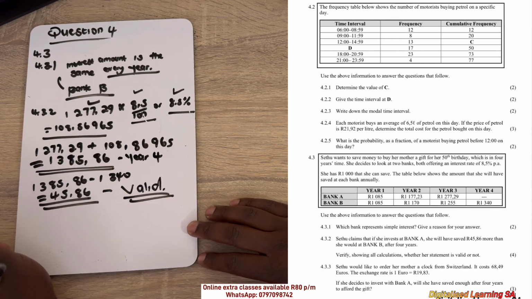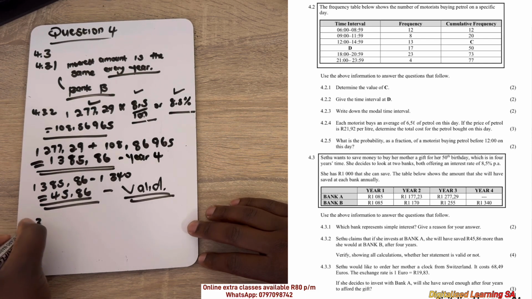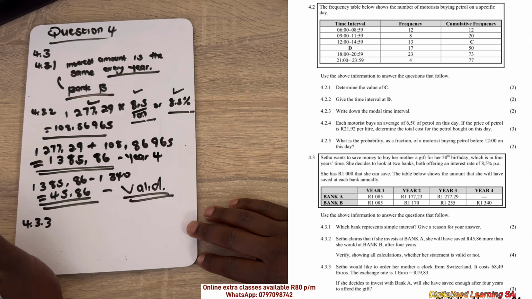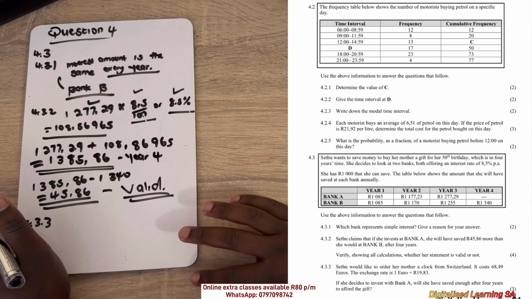Okay, so now let's move to our final question, which is question 4.3.3. Question 4.3.3 says that Setu would like to order her mother a clock from Switzerland. It costs 68.49 euros. The exchange rate is 1 euro equals 19.83 rand. If she decides to invest with Bank A, will she have saved enough for 4 years to afford the gift?